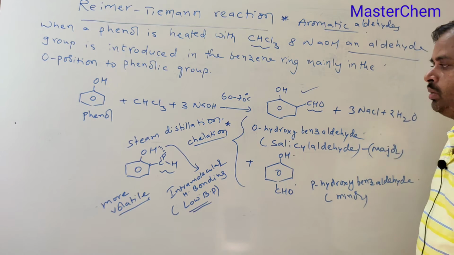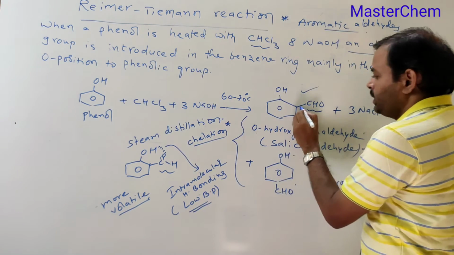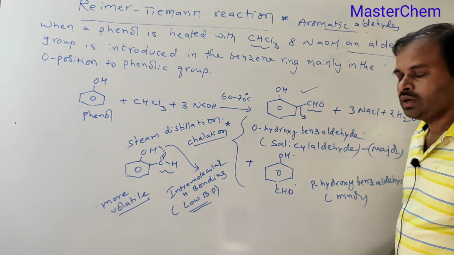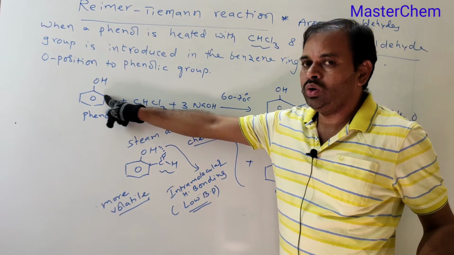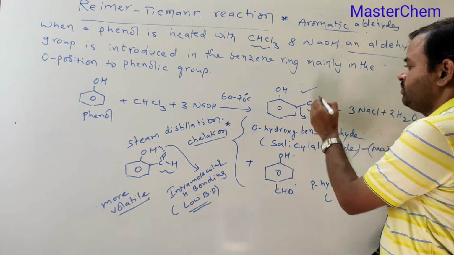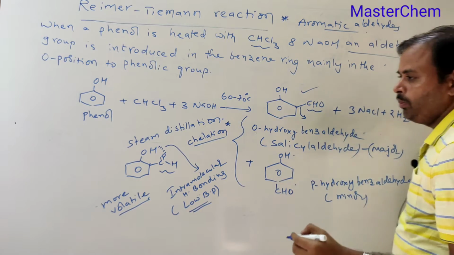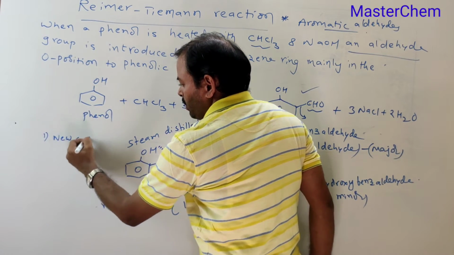Here the most important point is that a new carbon-carbon bond is formed. This is the new carbon-carbon bond. In the reactant there is no such carbon-carbon bond; here a new bond is formed. This is one of the important points. First point: new carbon-carbon bond.